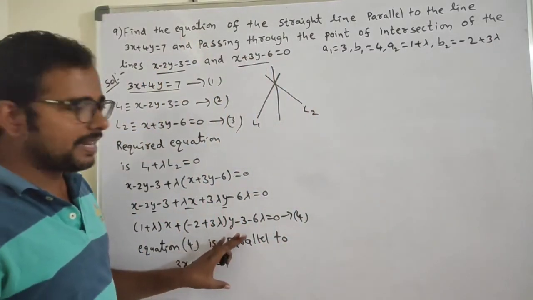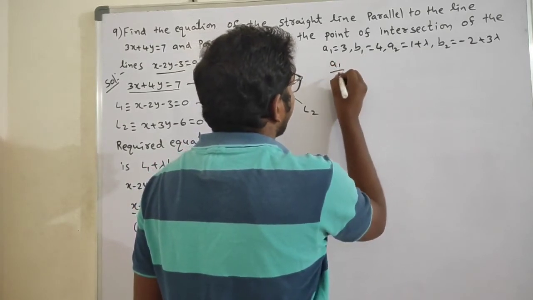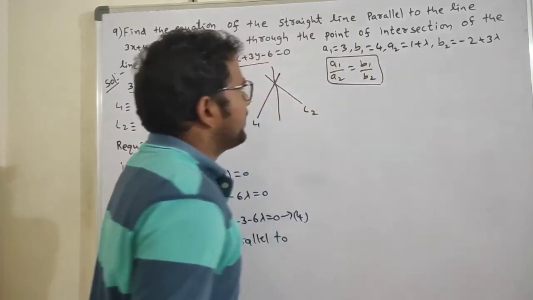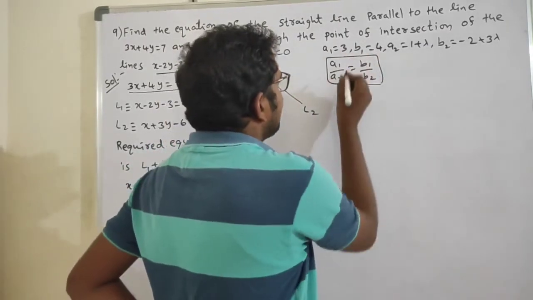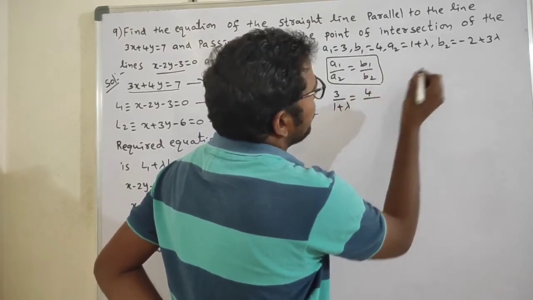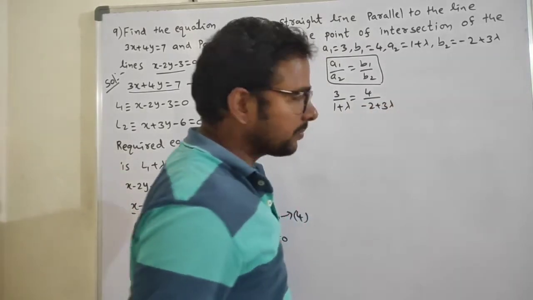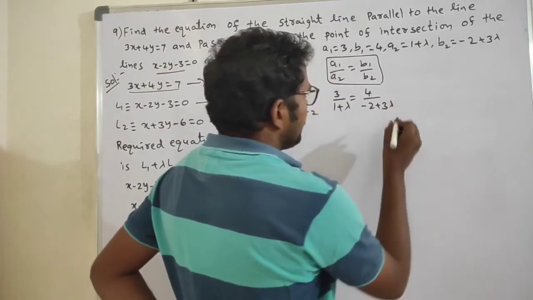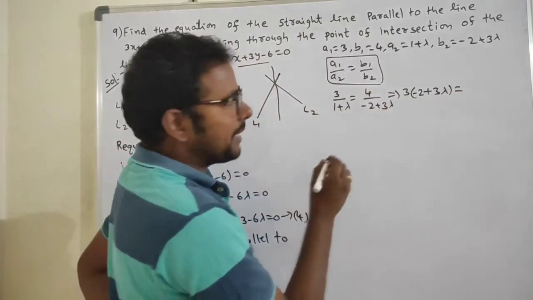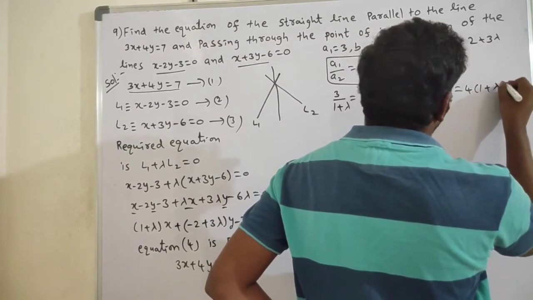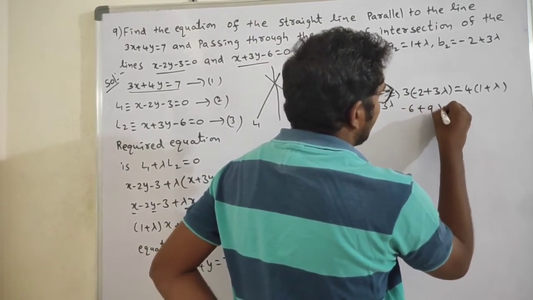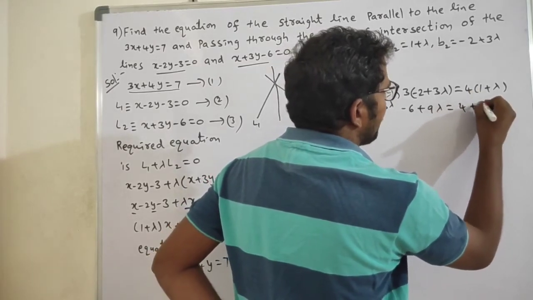We know these two lines are parallel. Therefore, write the condition A1 by A2 equals B1 by B2. Now substitute values: 3 by 1 plus lambda equals 4 by minus 2 plus 3 lambda. Now do cross multiplication. 3 into minus 2 plus 3 lambda equals 4 into 1 plus lambda. So minus 6 plus 9 lambda equals 4 plus 4 lambda.